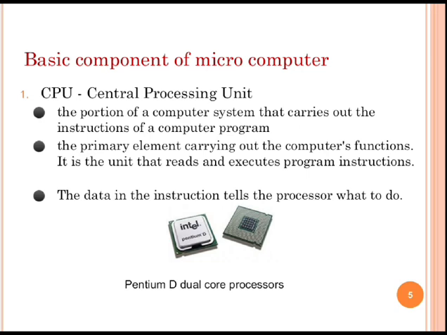First one is the central processing unit. It is the portion of the computer system that carries out the instructions of a computer program. The primary element carrying out the computer functions, it is the unit that reads and executes the program instructions. The data in the instruction tells the processor what to do. It is an example of a Pentium D dual core processor.